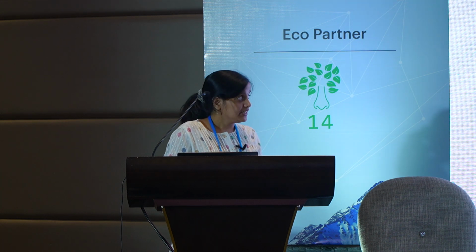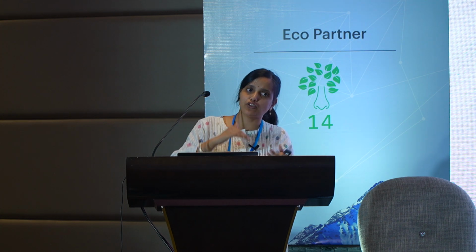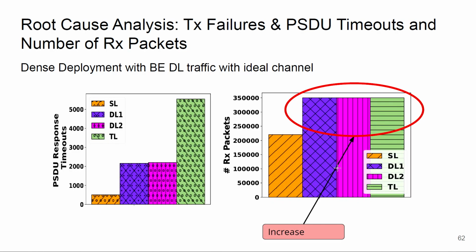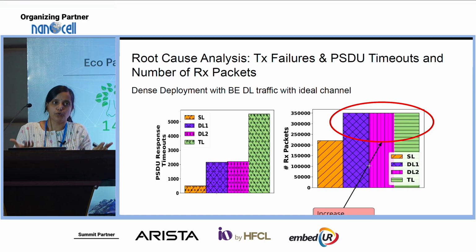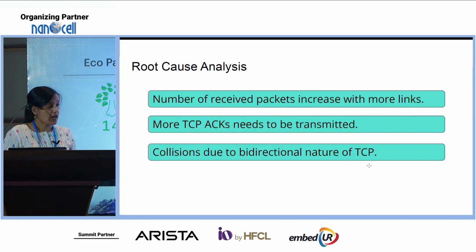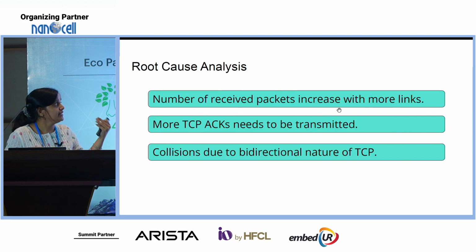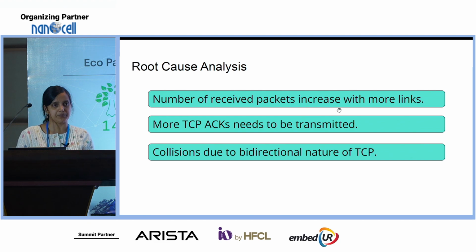This has a different meaning: more packets being received means more TCP acknowledgements will be generated. More TCP acknowledgements means more contention will happen between the downlink TCP data and the uplink TCP acknowledgements. So it's a double-edged sword problem that we have created. We are expected to improve throughput, because of which I am pumping more traffic. More traffic creates more contention in terms of TCP. So the number of received packets increases with more links, and more TCP acknowledgements need to be transmitted as a result, and therefore there is a collision due to the bidirectional nature of TCP.